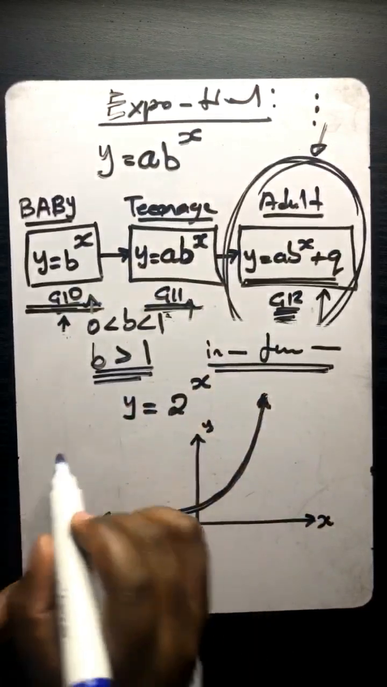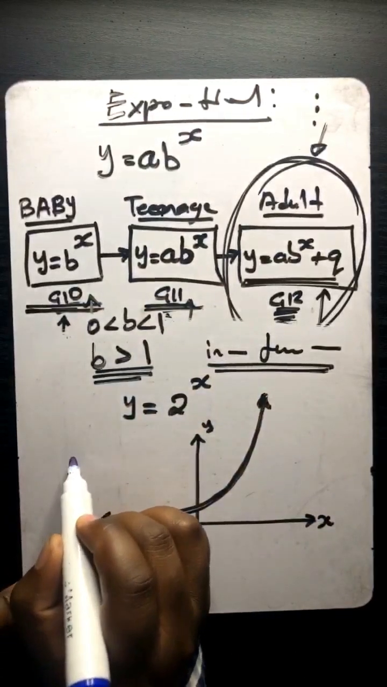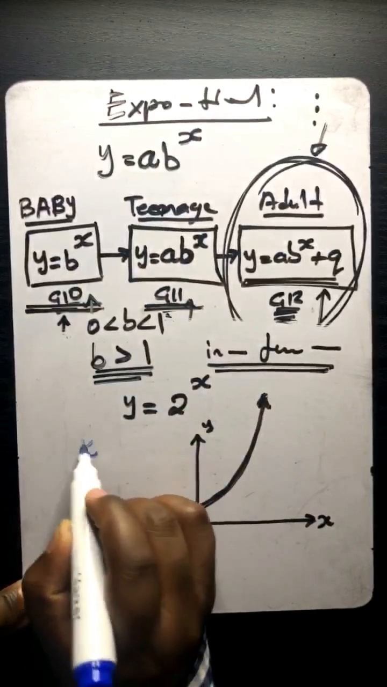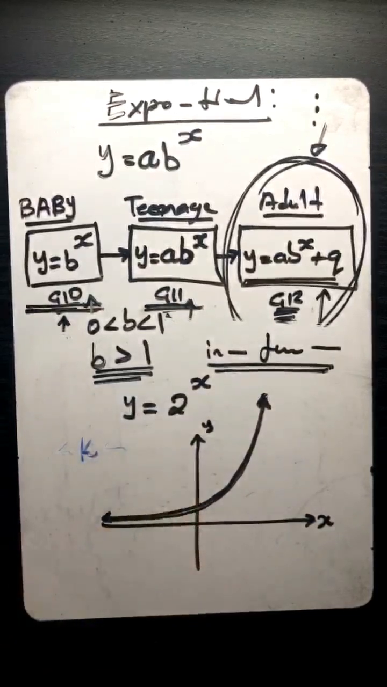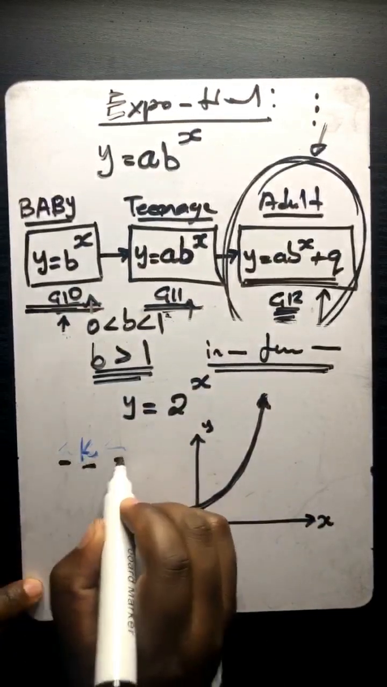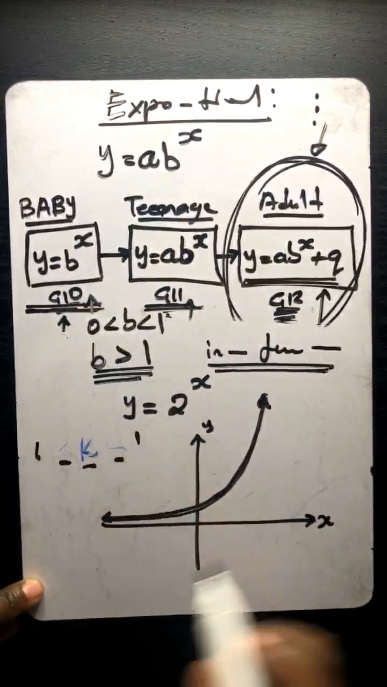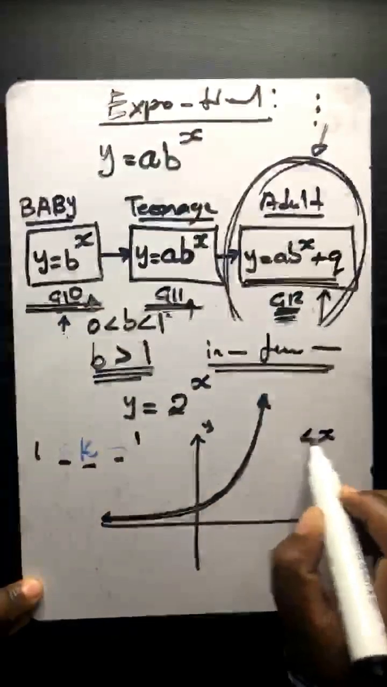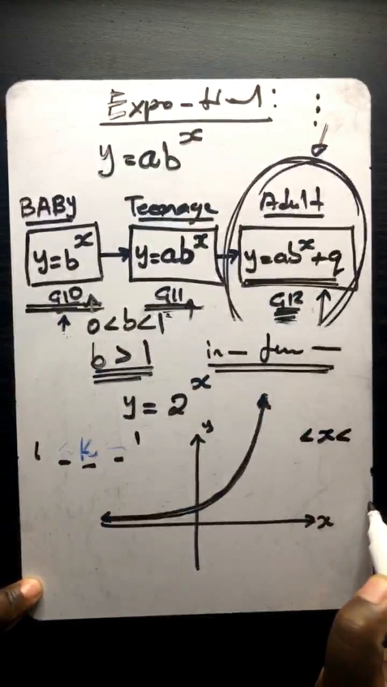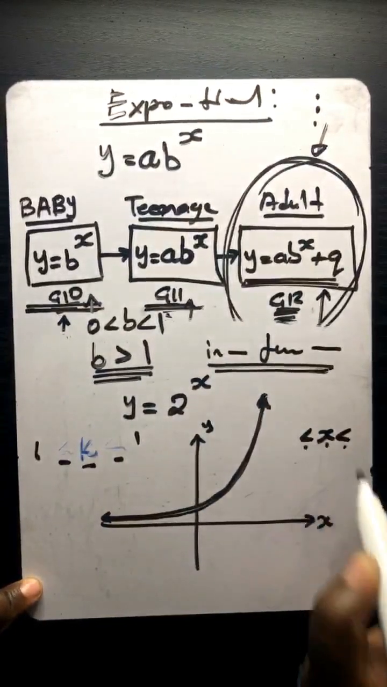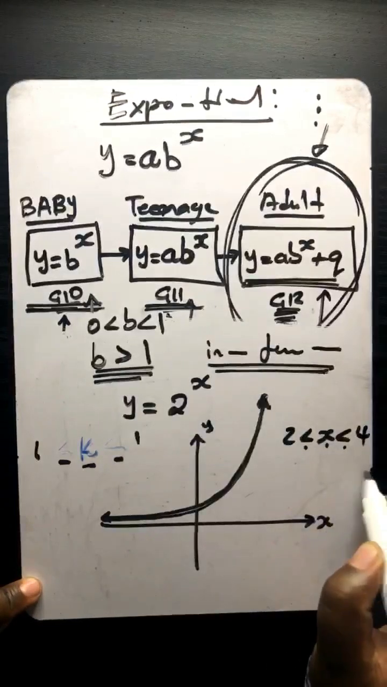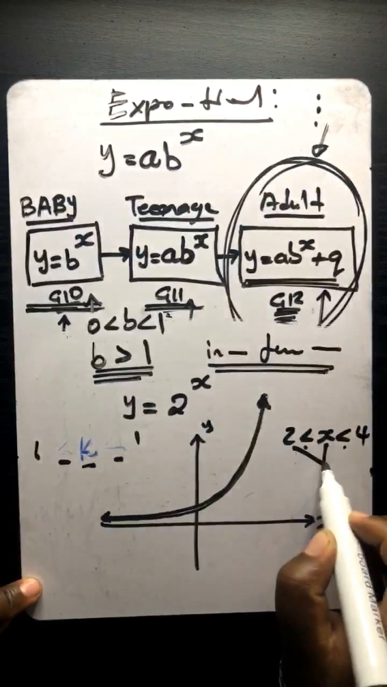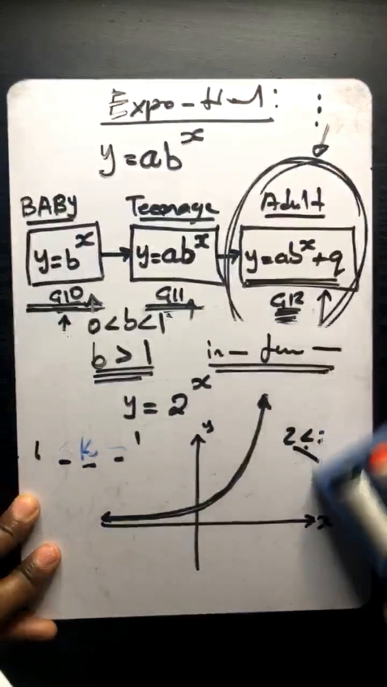Every time when something is written like this, let's say maybe k, if something is written like that, it means between. It means k is between whatever and whatever. So if you have x, that and that, that means x is between. The moment you put values there, if you put 2 and 4, it means x is between 2 and 4. That is what that sign means.